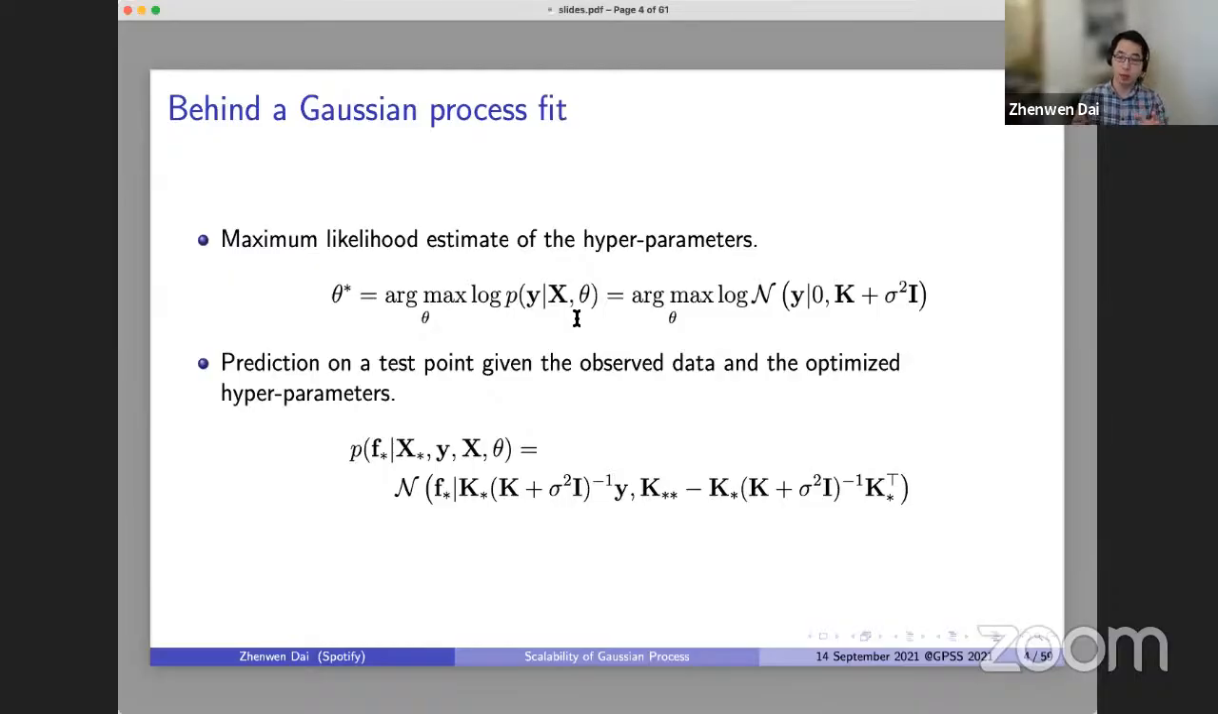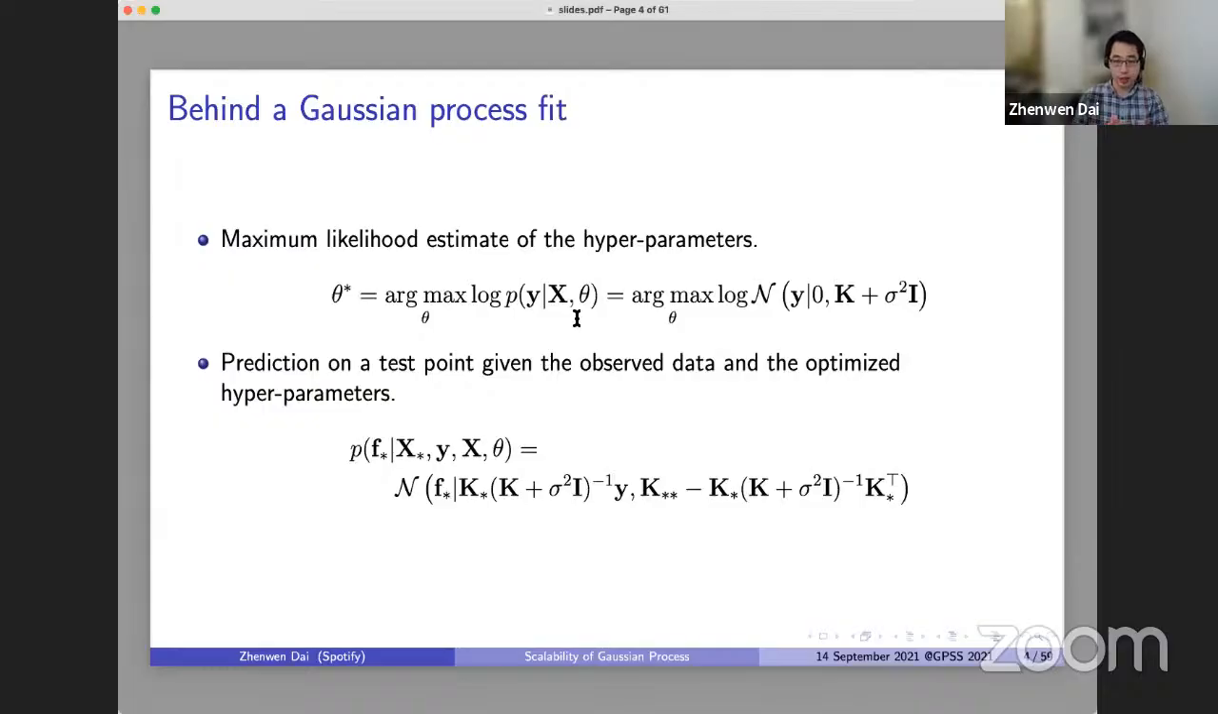In this particular example, for simplicity, and in a lot of real use cases, we only do a point estimate. I just want to mention it is also possible to do a Bayesian inference over the hyperparameters, but that will be much more complicated. Since we're talking about scalability, in these lectures we will mostly talk about the cases where we're doing only a point estimate over the model hyperparameters.